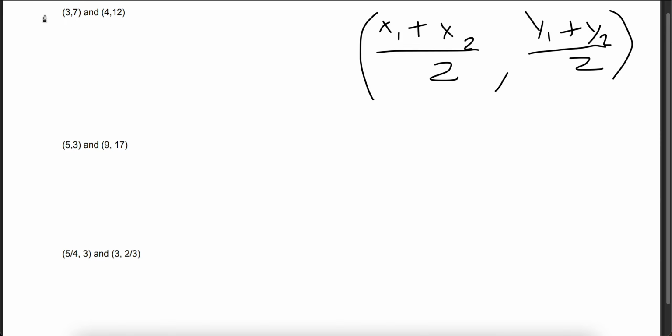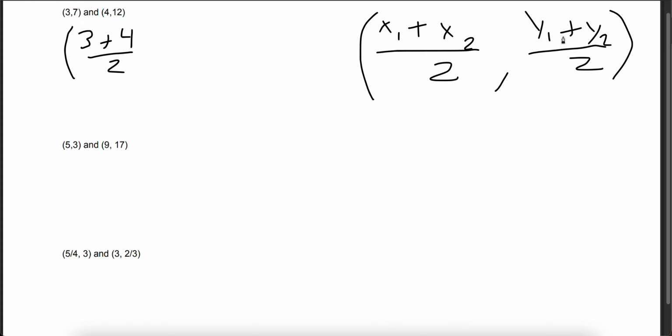If we look at our examples here, we have (3, 7) and (4, 12), (5, 3) and (9, 17), and (5/4, 3) and (3, 2/3). We can immediately plug in values. So our x1 can be 3 and x2 can be 4, because it's xy and xy. So this becomes 3 plus 4 over 2, and that will be 7 halves, and 7 halves is pretty much the middle between 3 and 4. 7 halves is also 3.5 if you want to envision it like that.